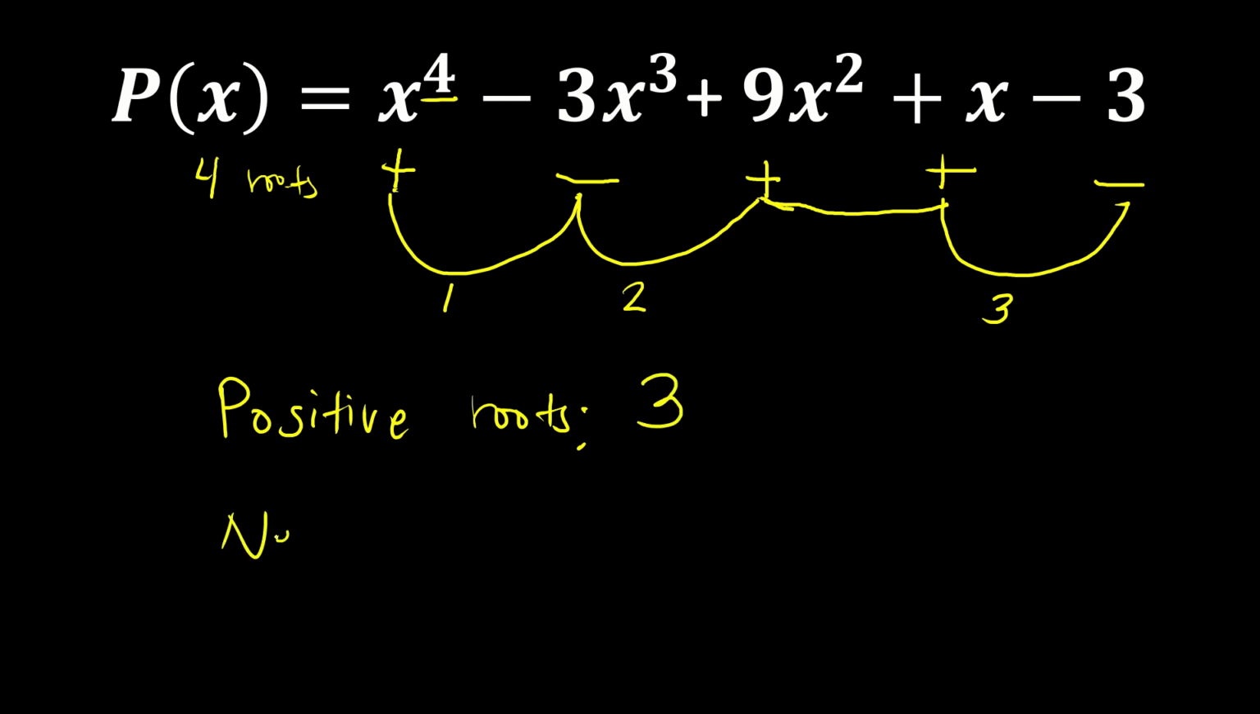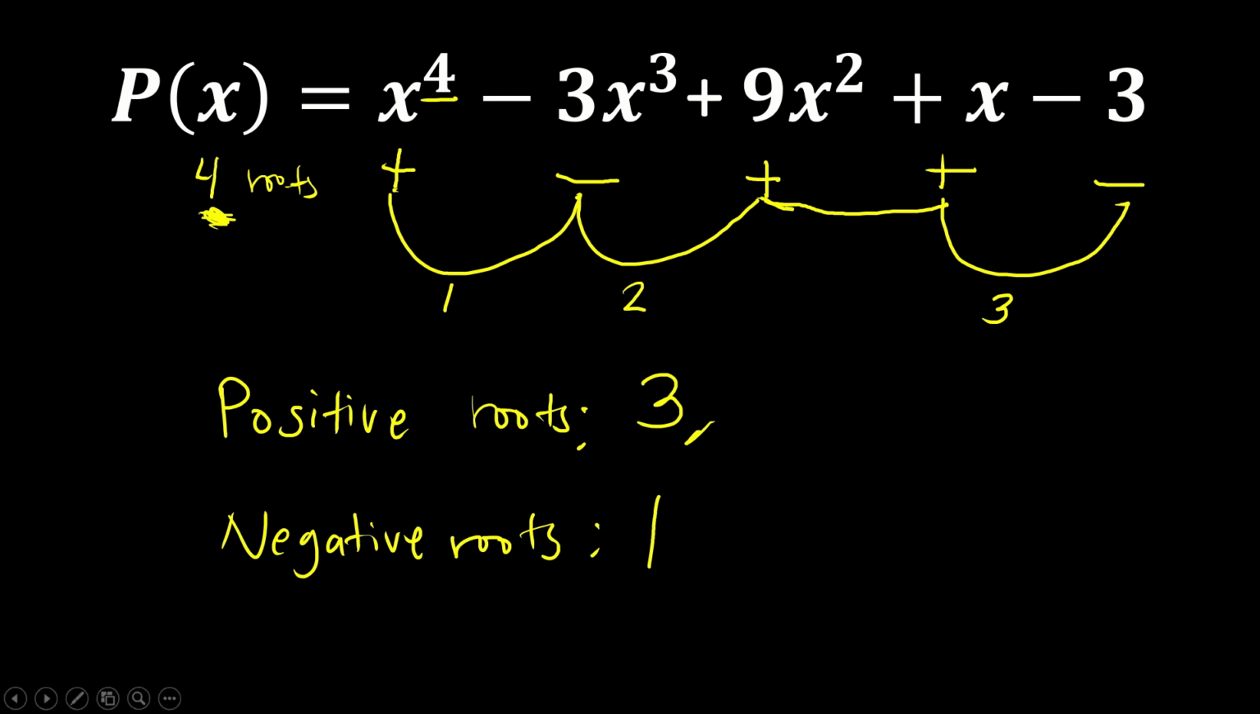Paano naman si negative roots? Oh, so fundamental theorem of algebra. Ilan daw lahat yung roots? Diba ang max number of roots na niya ay 4. Eh sa 4 na roots daw na yon, meron ka ng 3 positive. Oh, so 4 minus 3, that means isa na lang yung negative na roots.